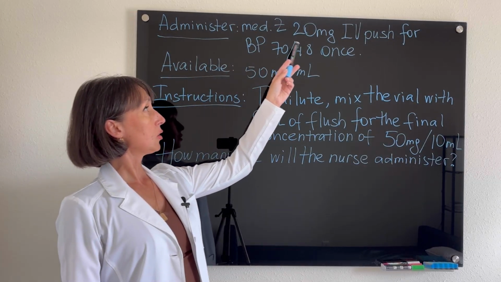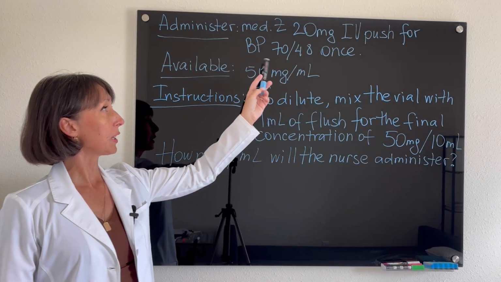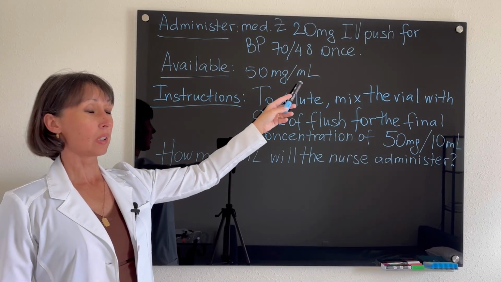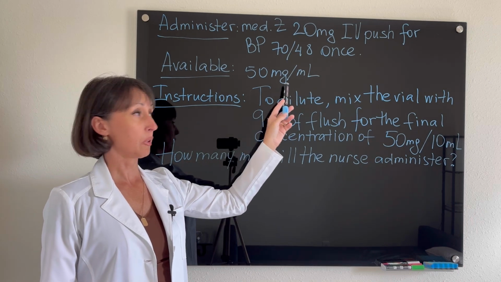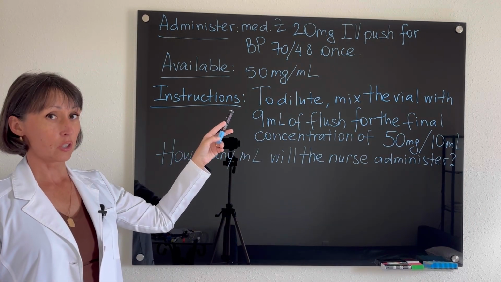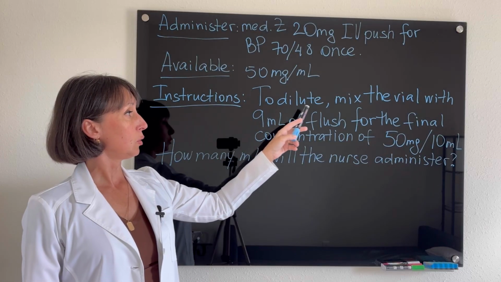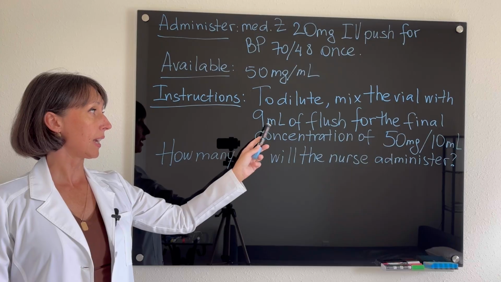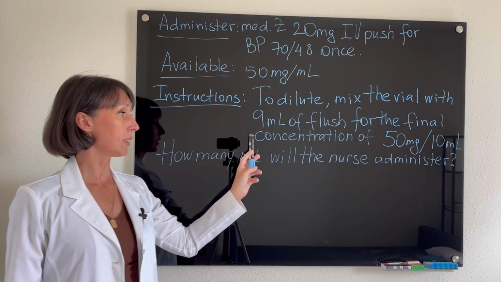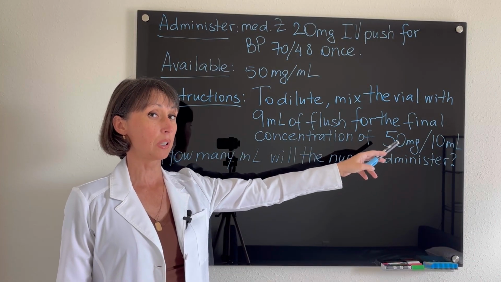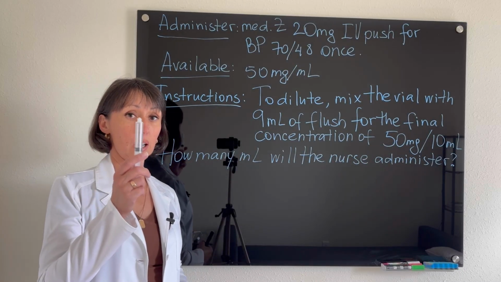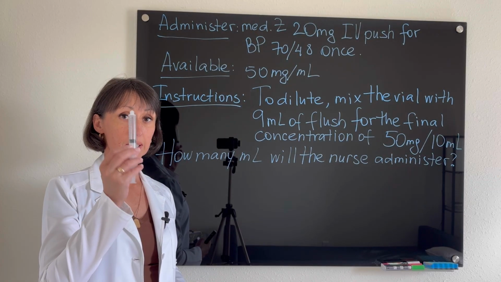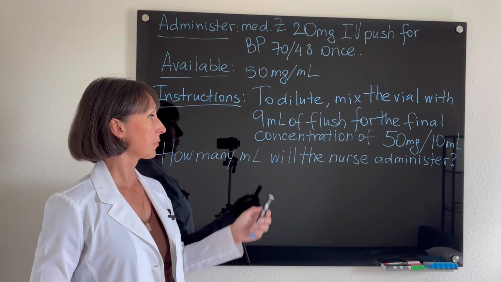Administer medication Z 20 milligram IV push for blood pressure 70/48 once. Available 50 milligram per milliliter. That's our available concentration. Now instructions are given to dilute: mix the vial, this vial right here, with 9 milliliters of flush for the final concentration of 50 milligram per 10 milliliters. And flushes come in different sizes, 3 ml, 10 ml. This is the flush that comes in a 10 ml. It's full of normal saline.